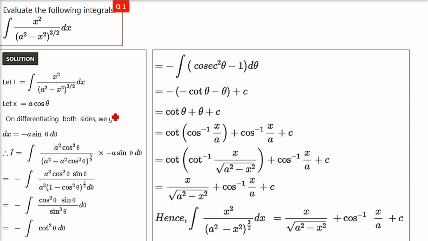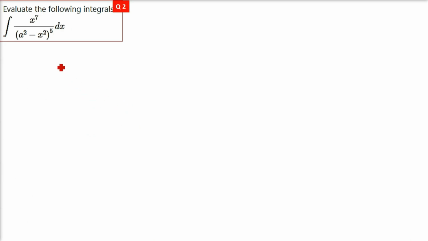Since we have understood the basics, now you know how to resolve these kinds of questions. So we have x raised 7 divided by a square minus x square to the power 5. Now x can be written as a cos theta or as a sin theta. So we place x equals a sin theta. Then dx by d theta will be a cos theta, so dx will be a cos theta d theta.